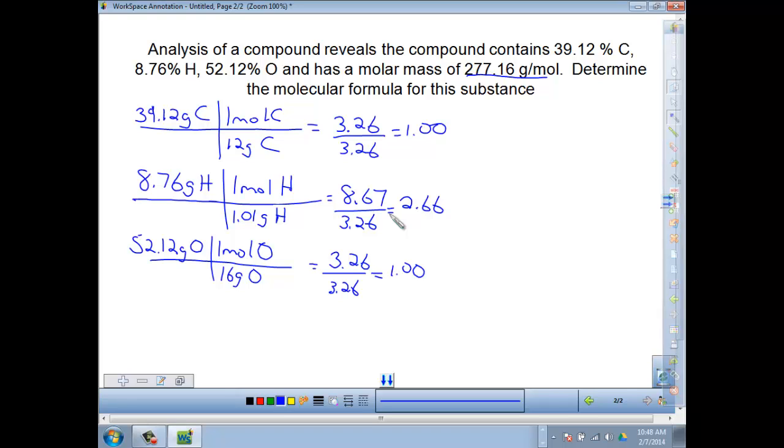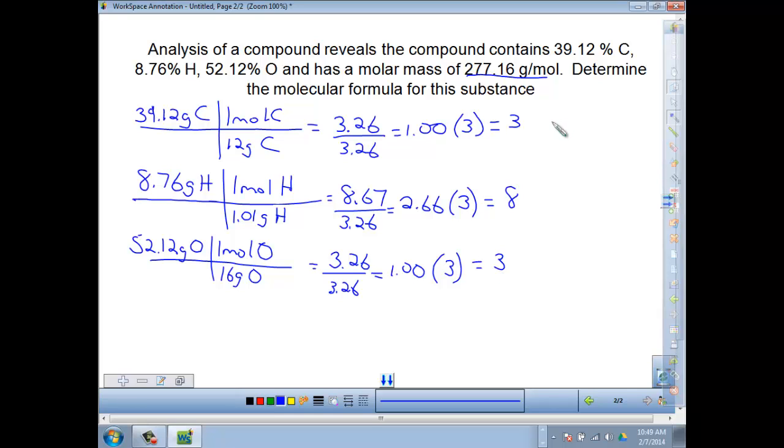Okay, your next step for empirical formulas. Are they close enough to whole numbers? Well, 1 and 1 are whole numbers, but when I look there, 2.66 is not. That 0.66, we have to look back at our fractions. 0.66 is close enough to 2/3. And what I said there is, again, to make it a whole number, multiply by the denominator of 2/3. So I'm going to multiply it by 3, and I'm going to multiply everything by 3. This one will end up being 3. This one will end up being 8, and oxygen will end up being 3.